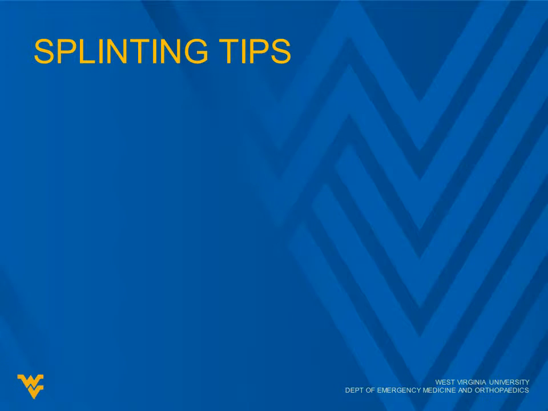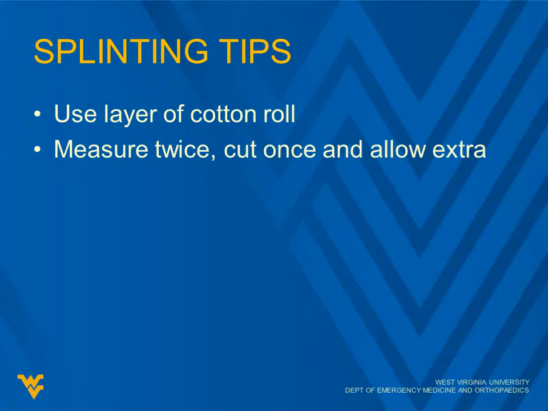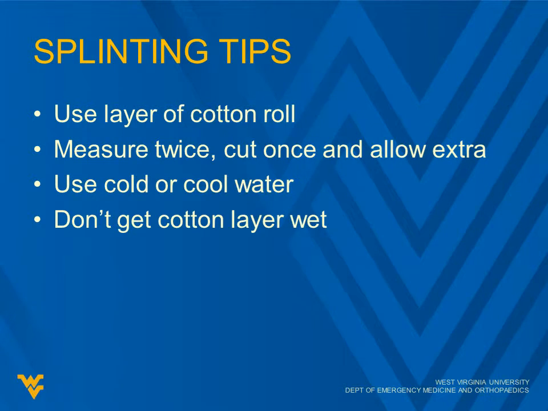So, to summarize our splinting tips, you want to use a layer of cotton roll underneath. That provides some nice padding, helps prevent skin injury. You want to measure twice and cut once, and allow extra when you're doing your splinting material. Use cold or cool water to allow yourself more time to mold the splint, as well as helping to reduce the risk of burns. Don't get the cotton layer wet when you can avoid it.